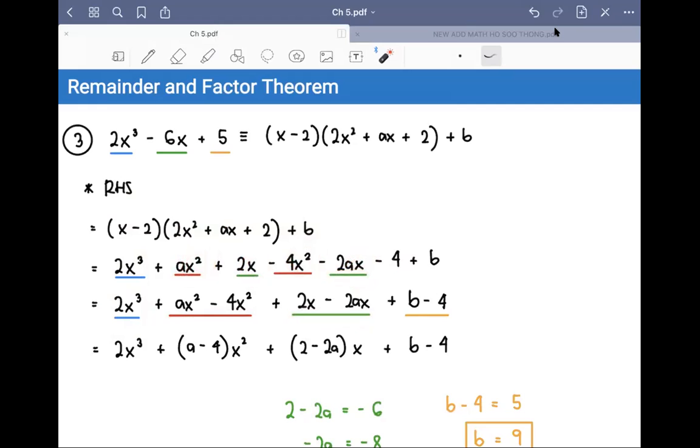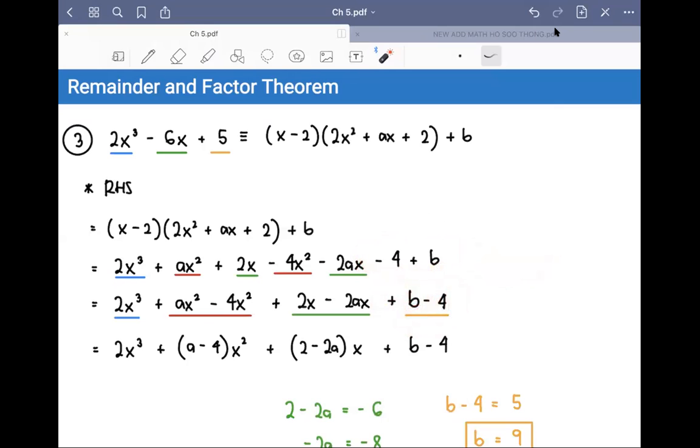And then look at this. I have minus 4 plus b. Since they don't have x squared, or even x cubed, that means that this is my what? This is my constant term, right? So I just rearranged them. So it became b minus 4. Okay, but you can just bring down negative 4 plus b. They're just the same thing. Okay, so this is my constant term.